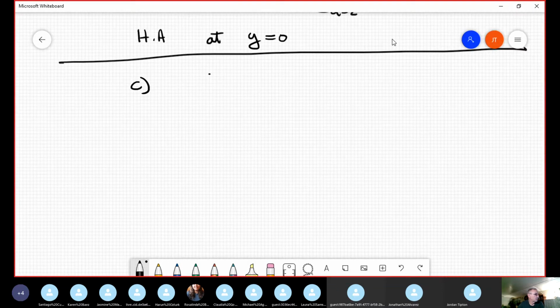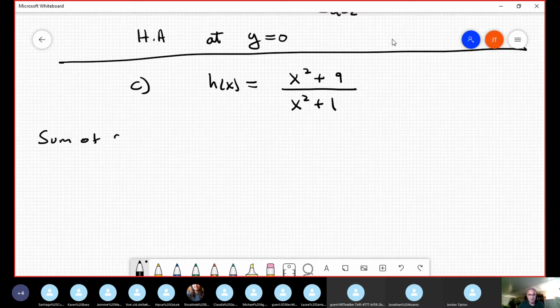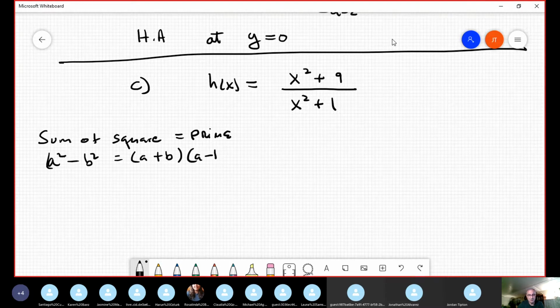And C is h of x is equal to x squared plus 9 divided by x squared plus 1. Again, no factorization. Remember, guys, the sum of squares is a prime expression, always. Impossible to factor. Now, the difference, no. The difference is nice. The difference is the classical: a squared minus b squared is a plus b times a minus b. But a squared plus b squared is prime.